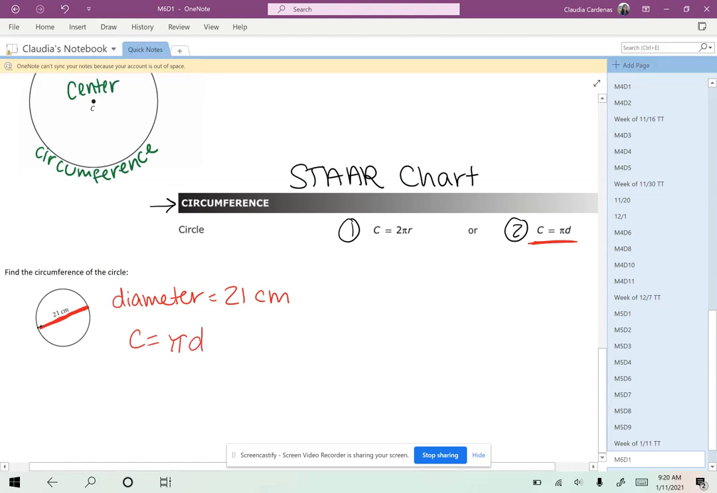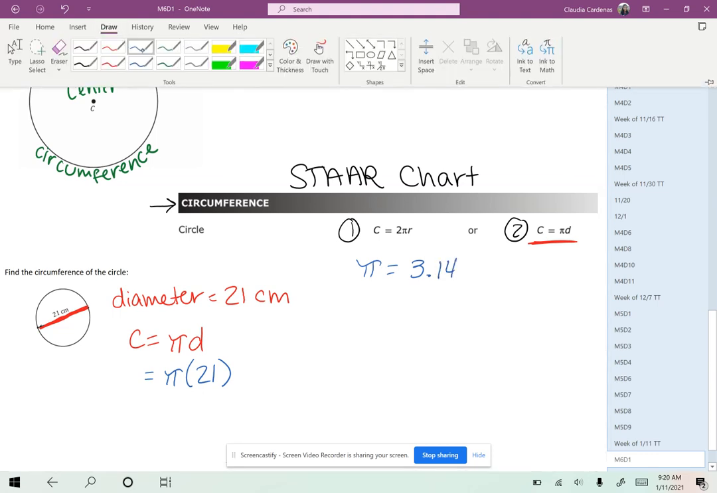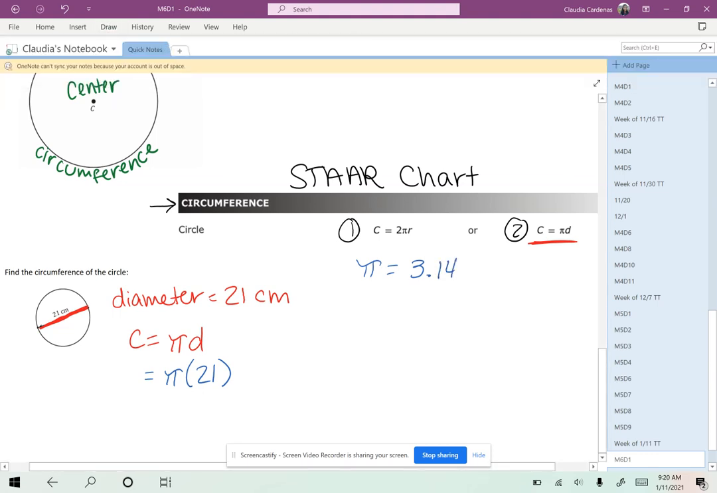Great. Now that we have chosen our equation, I can rewrite with d substituted as 21 centimeters. And now what do we remember pi is again? Well, if we look on our star chart again, we will see that pi is 3.14. That's what we use to approximately find the circumference and later the area. So we can substitute that in for pi. And now all that's left is to multiply these two numbers together.